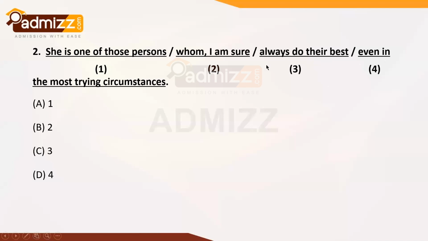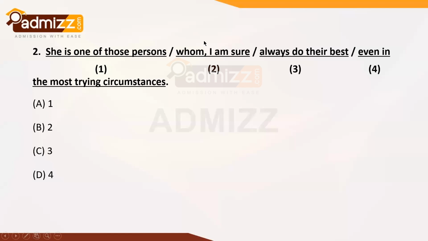The last part is not really incorrect. It's completely correct. Most of you who said four might have thought that trying is not contextual in this case. It could have been tiring or something else, but trying is the best alternative in this case because it's used to represent a particular circumstance which is really not so good, and so people are trying their best in those circumstances.